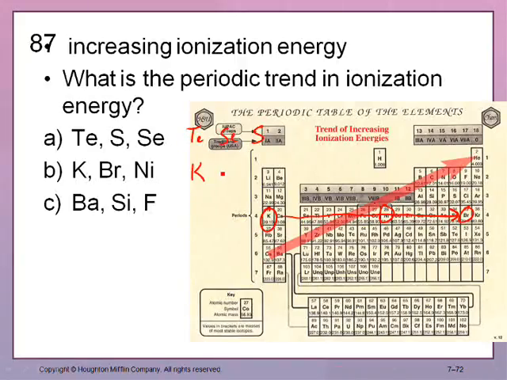Silicon and fluorine. Those, if we can find them all. Barium, silicon right here, and fluorine. And you can see that follows right along that line, with the lowest being barium, next silicon, and next fluorine. So those are already in the correct order.